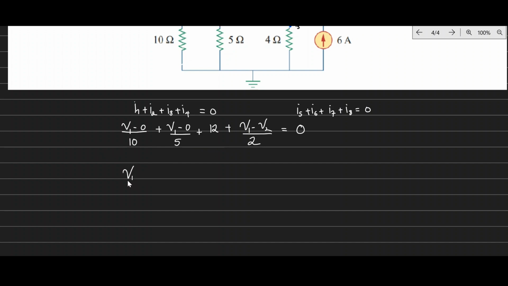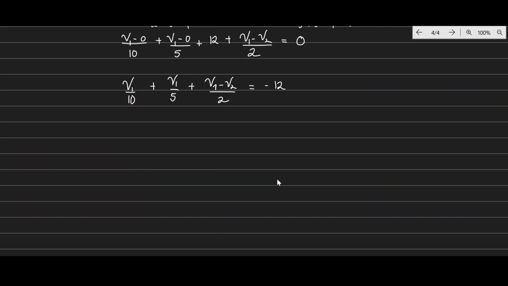So this will be V1 over 10 plus V1 over 5 plus V1 minus V2 divided by 2. So I'm going to take this 12 to the other side of the equation. This is negative 12. Now, if you notice, I don't like the fractions. So I don't like fractions myself.